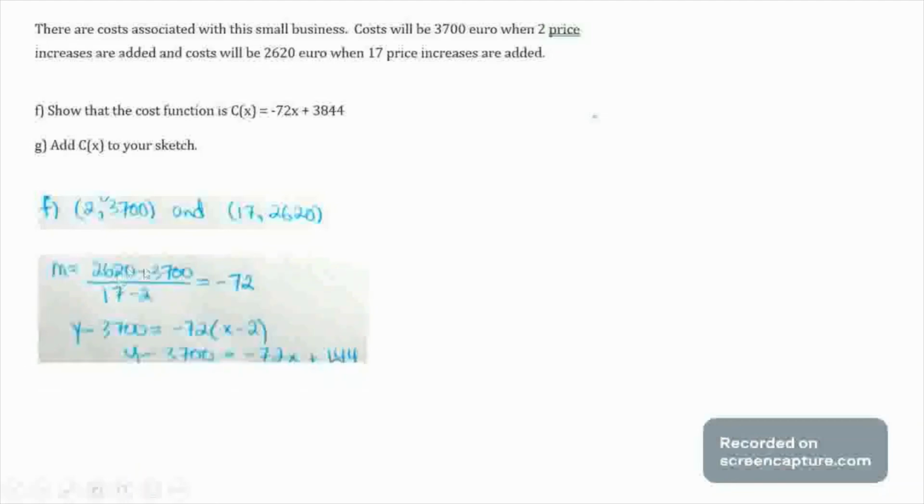We did that earlier. You're going to find the slope first, and then you're going to create a linear equation. So the slope can be found like this, and then putting into the y minus y1 equals m(x minus x1) form, we can create our linear equation. And I think I rewrote it like this because I want to write c of x. So cost based on x price increases is this. And you can see with a negative slope, the costs are actually going down. So as you kind of expand your business, your costs are going down. That makes sense.